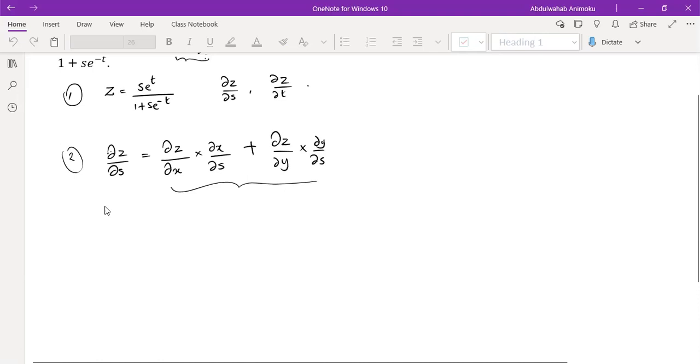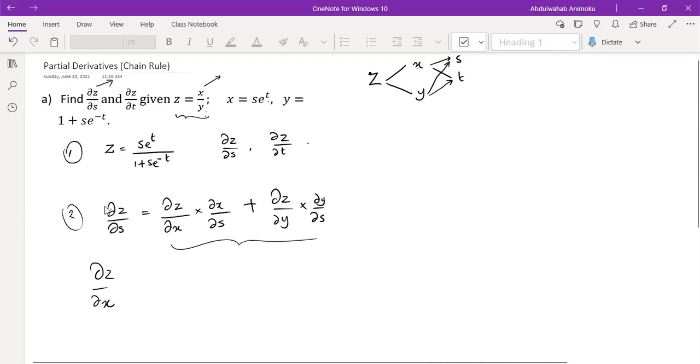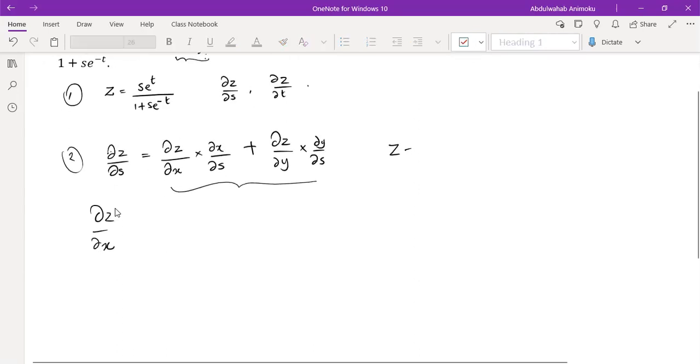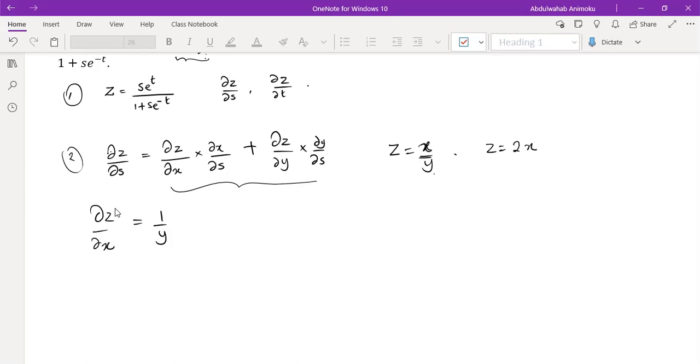Now, using the second method, first of all, we need to find del z del x. From the function, z is given as x over y. The derivative of this with respect to x is just 1 over y, as you can see, y is taken as a constant. Just think as if you're having 2x, the derivative is 2, or think about it as if you're having x over 5, the derivative is just 1 over 5. It's the same way, so the derivative of this is just 1 over y.